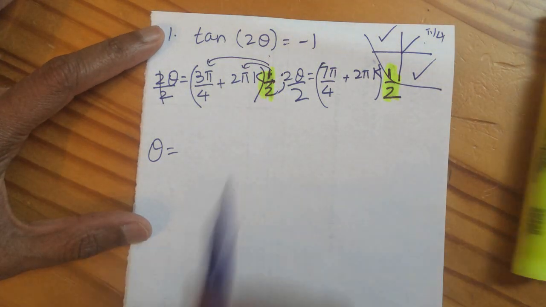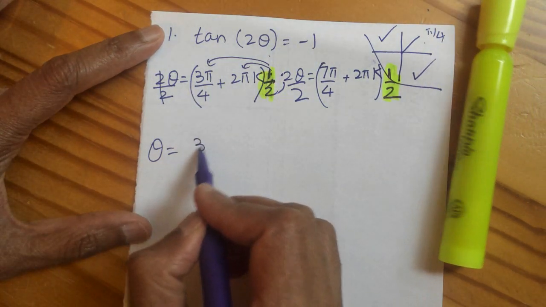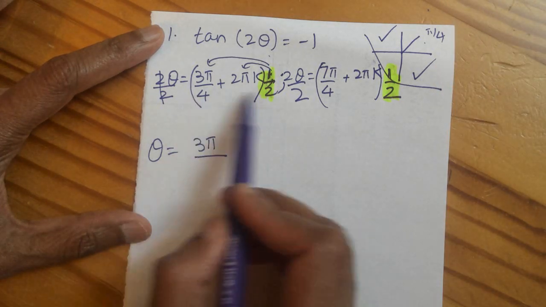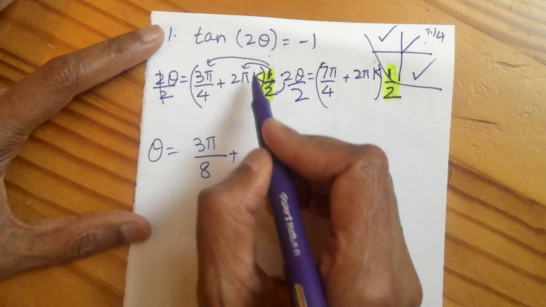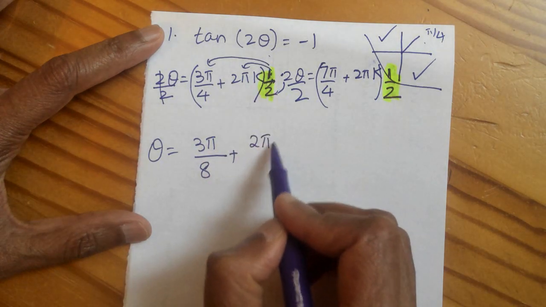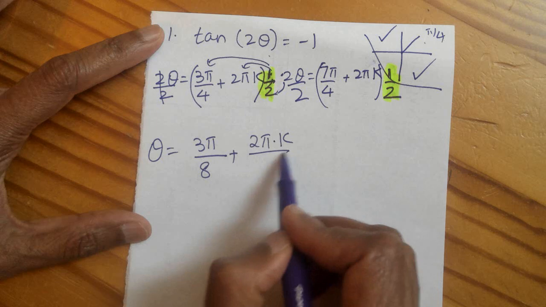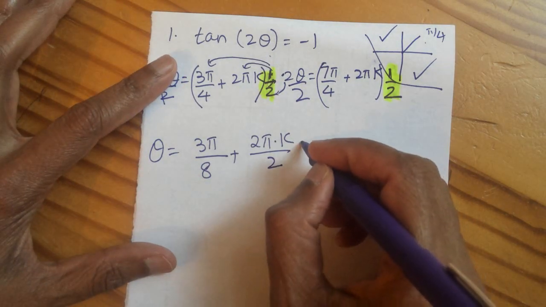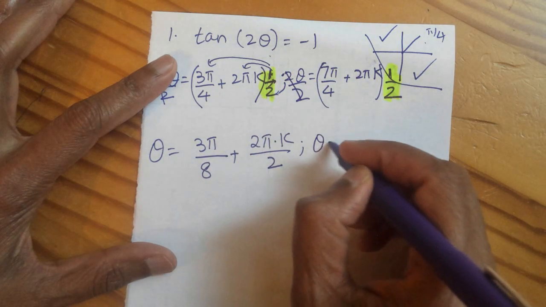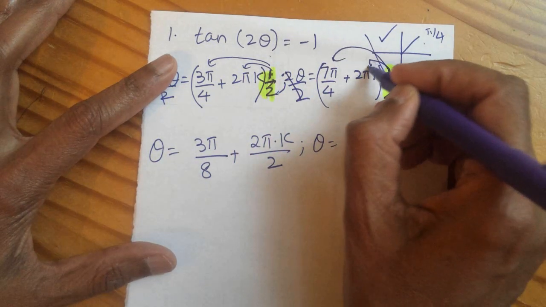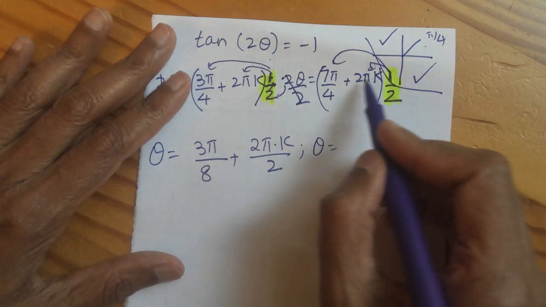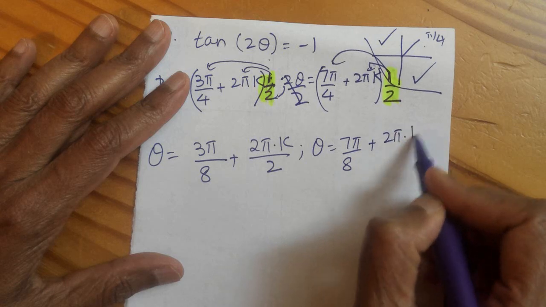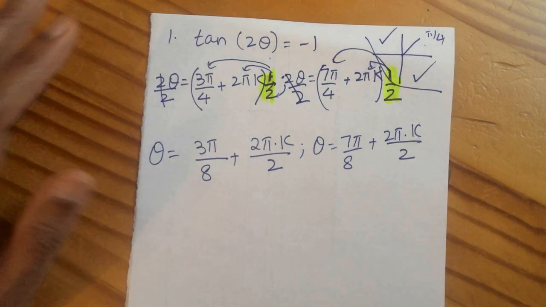Last time I forgot. 3 pi times 1 is 3 pi, and 4 times 2 is 8. I have to multiply 2 pi k and over 2. Should I simplify it? You could, but we can leave it for now. We can do all the simplifying in the end. And the same thing, theta equals, distribute, 7 pi over 8 plus. So just distribute it to both the terms. Okay.